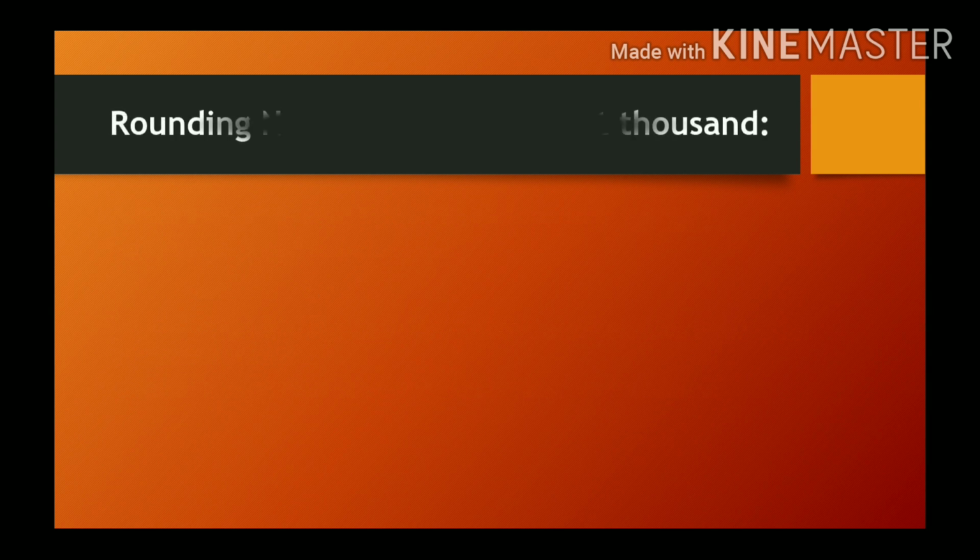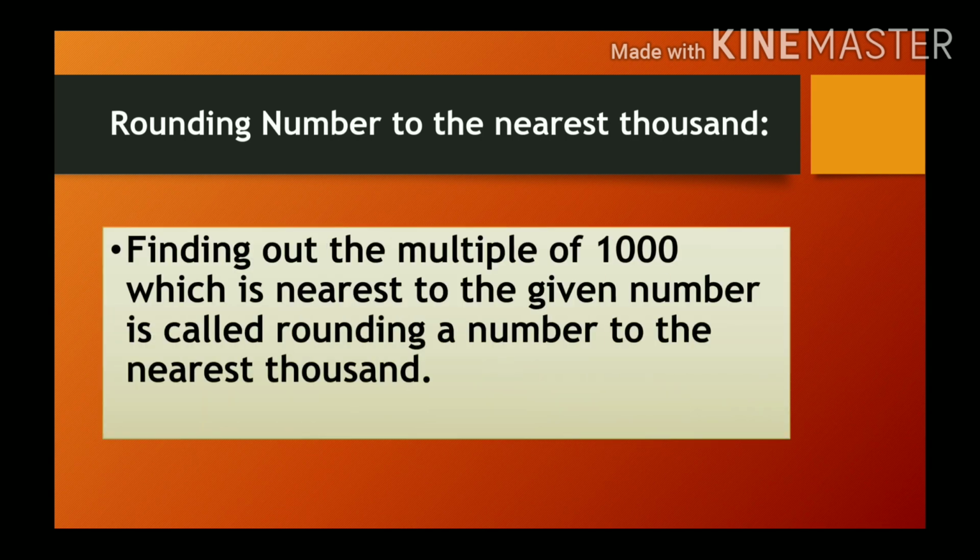Now we'll see rounding a number to the nearest 1000. Finding out the multiple of 1000 which is nearest to the given number is called rounding a number to the nearest 1000.